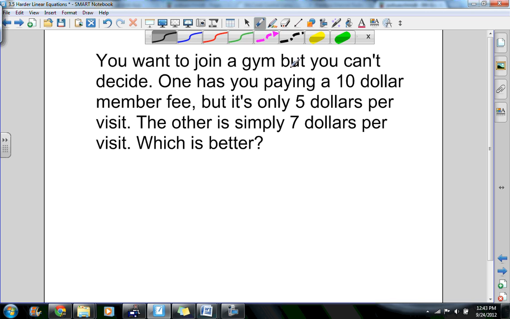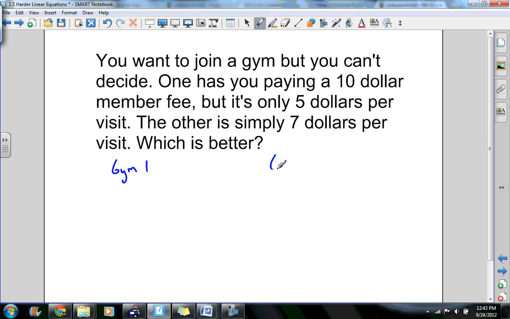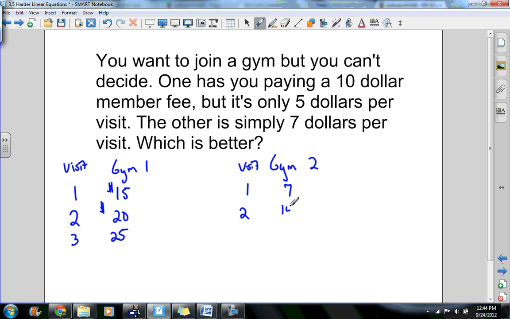Well, the way I want to solve this is I'm going to set up two examples. I'll have gym 1 and I'll have gym 2. So gym 1, after one visit, I'm going to have $15 because it's $10 fee and then $5 per visit. After 2, it's $20. And then 3 is $25, and so on and so forth. Gym 2, after one visit, it's $7. After 2, it's $14. After 3, it's $21.